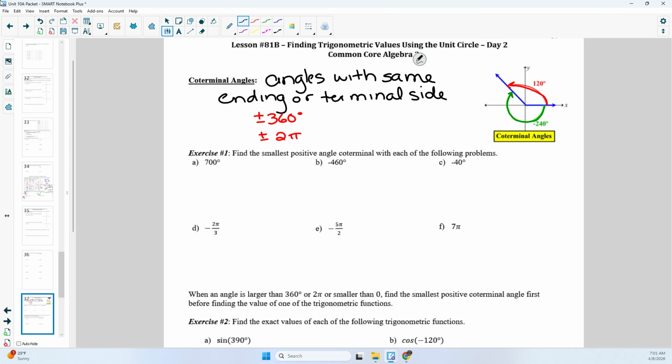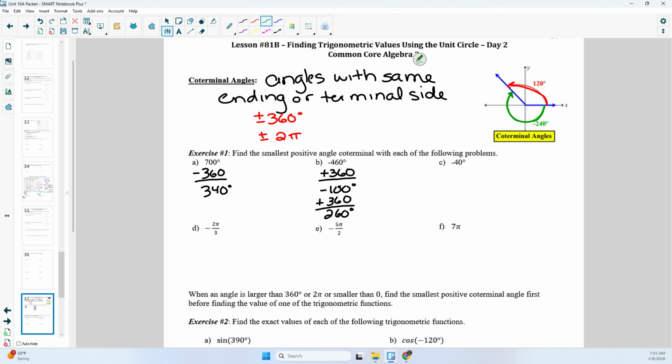So if I start out with 700, that's too big, so I would subtract 360. That brings me down to 340. If I was to subtract 360 again, it would go to negative, so I want to stop there. Negative 460, we're going to add 360 instead, and then add 360 again, and I get 260.